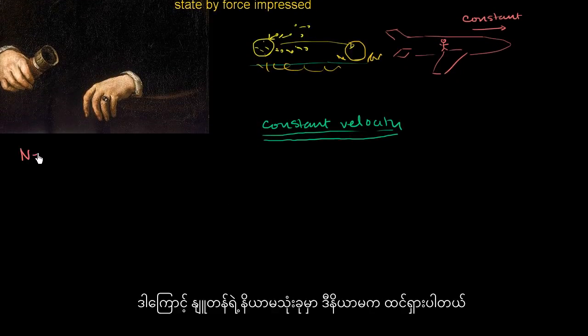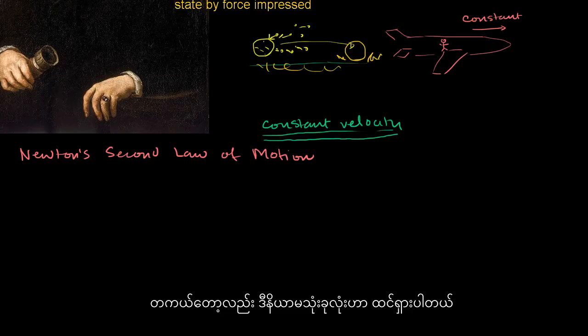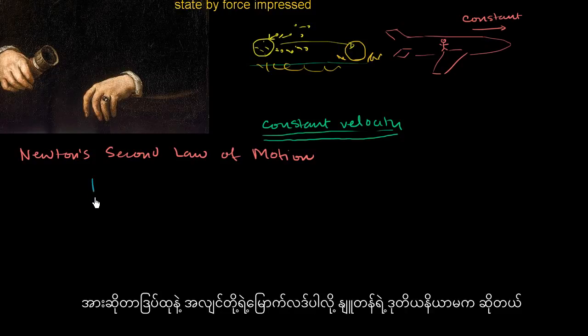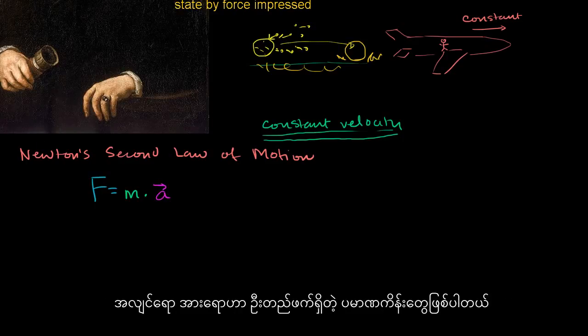So Newton's second law of motion. This one is maybe the most famous. They're all kind of famous. Actually, I won't pick favorites here. But this one gives us the famous formula: force is equal to mass times acceleration. And acceleration is a vector quantity, and force is a vector quantity.